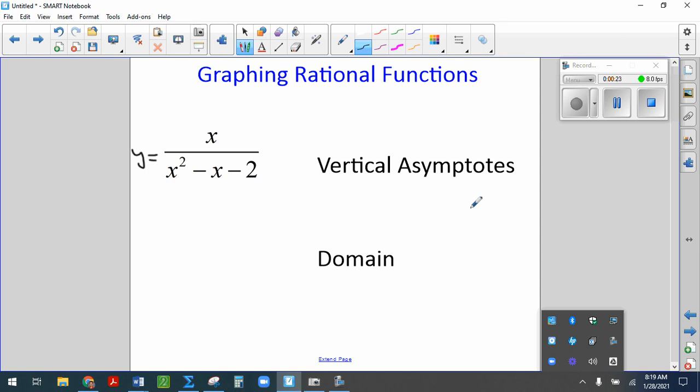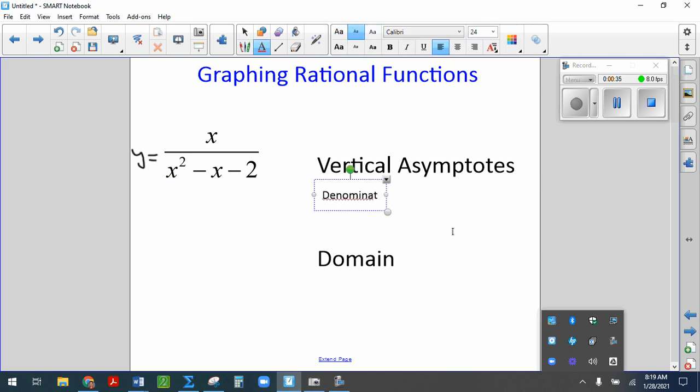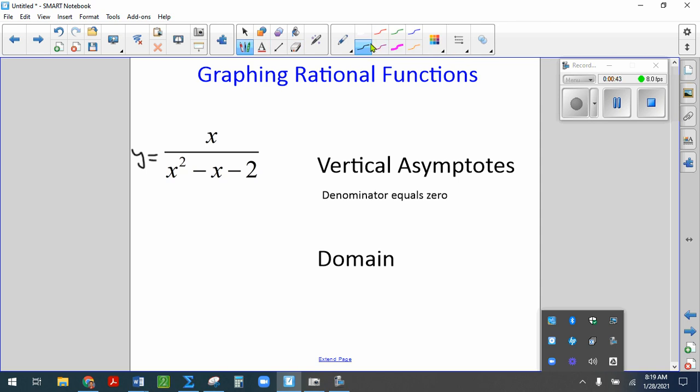So vertical asymptotes occur anytime that the denominator is equal to 0, because you can't do something divided by 0. All right, so let's put that down. Denominator equals 0. So what we want to do is factor and figure out where does the denominator equal 0. So if I split this into two sets of factors, I'll get x and x, and then minus 2, positive 1. And so if I multiply that out, I should get x squared minus x minus 2. So those are the two factors of the denominator.